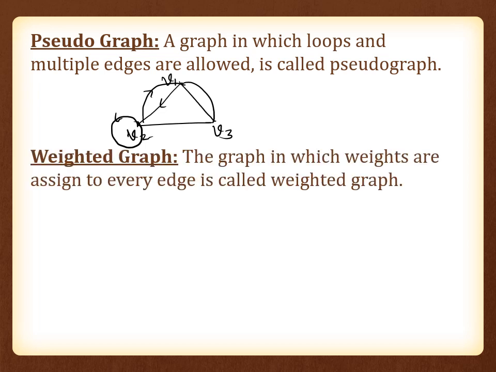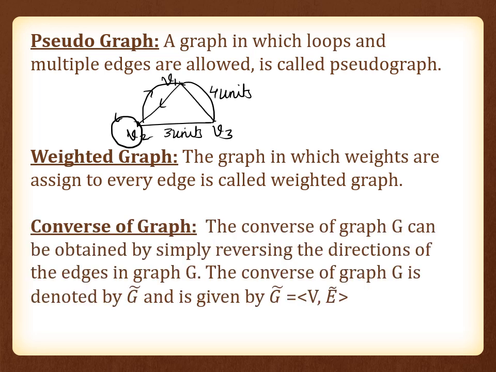Weighted graph. The graph in which weights are assigned to every edge is called a weighted graph. If we assign weights to the edges, then that graph is called a weighted graph. So here I assign a 4 units weight to the edge between V1 and V3. Here I can have the weight as 3 units. So if weights are assigned to the edges of the graph, then that graph is called a weighted graph.